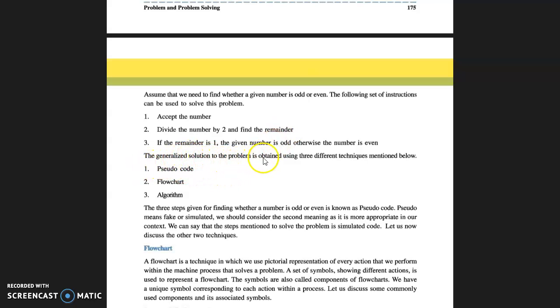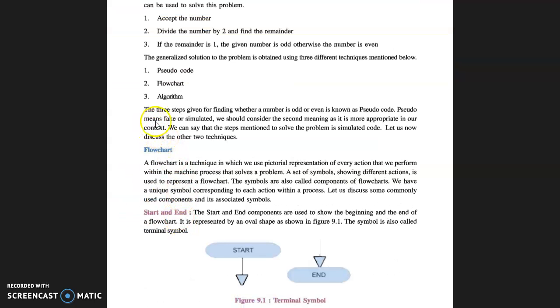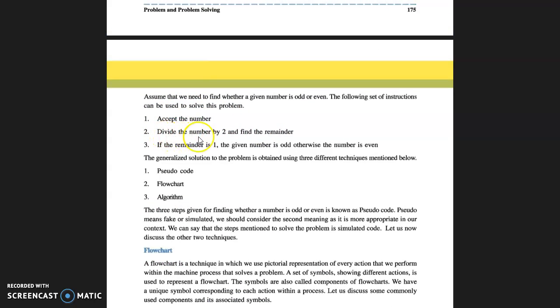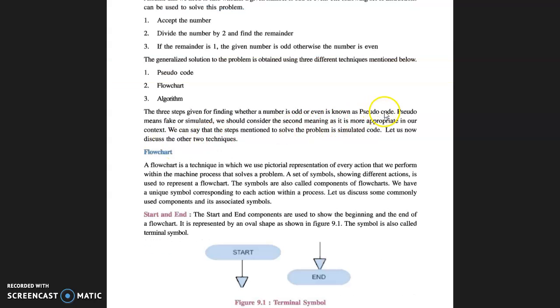The generalized solution to the problem is obtained using 3 different techniques mentioned below: pseudocode, flowchart and algorithm. These 3 are famous techniques to solve a problem. The 3 steps given for finding whether a number is odd or even are known as pseudocode. Underline this line. All these steps, which look like simple English language, are called pseudocode. Pseudocode means fake or simulated. We should consider the second meaning as it is more appropriate in our context.